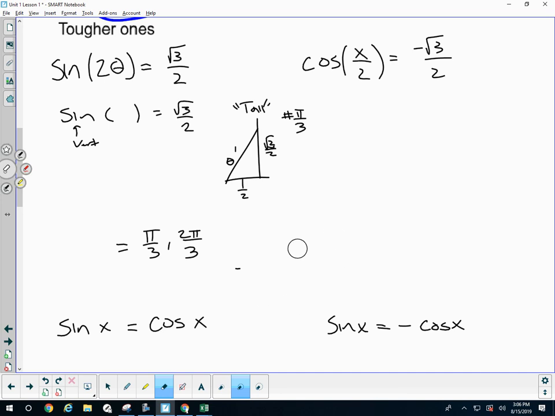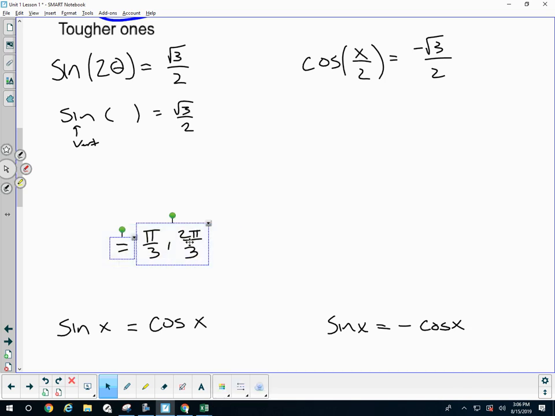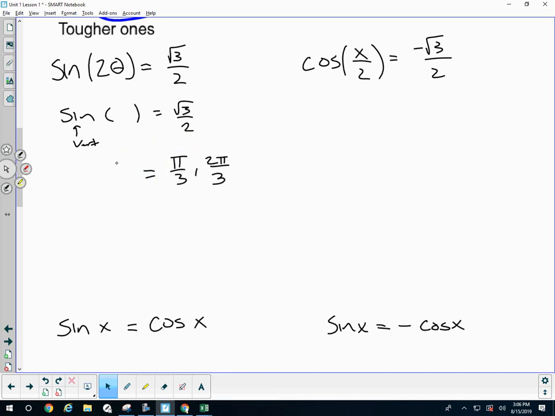But these are not my answers. Because I'm not looking for just theta, I have 2 theta. This stuff inside, 2 theta, has to equal those angle measurements. If you wanted to do like a y, you'd say, okay, y has to equal that, but y is equal to 2 theta. Watch why that's important. Because to solve for theta, I need to divide by 2. I'm going to divide everything by 2. It's the same as multiplying by 1/2.